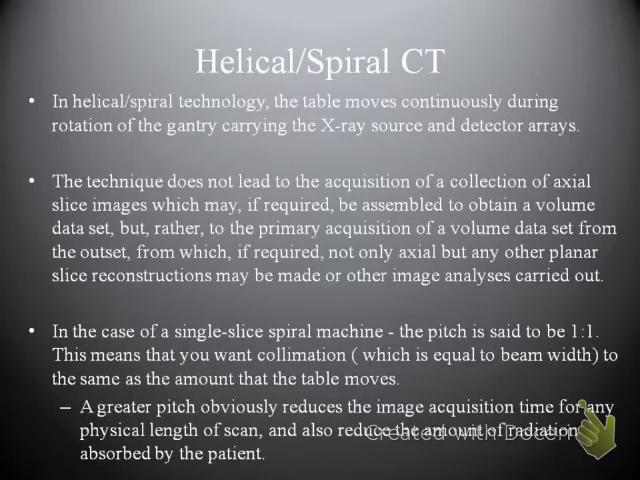If you have a pitch of 4, 5, 6, it means that your table is moving more than what the collimation actually is, or you're not exposing the patient as much. And so your patient dosage goes down, but your image quality also goes down. If you have a small pitch, like 0.5, then that means that you are overexposing the patient. It means that the table is not moving as much as what you're exposing. So you don't want that either.